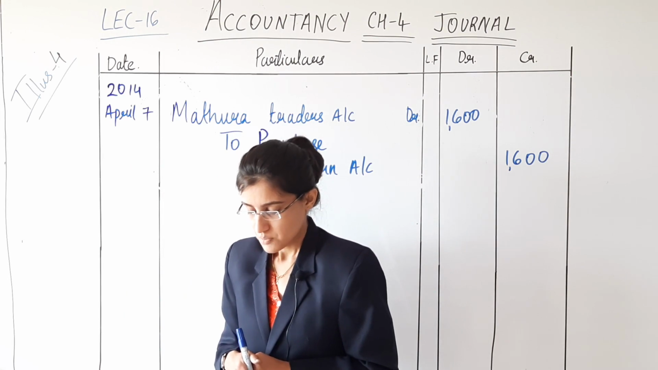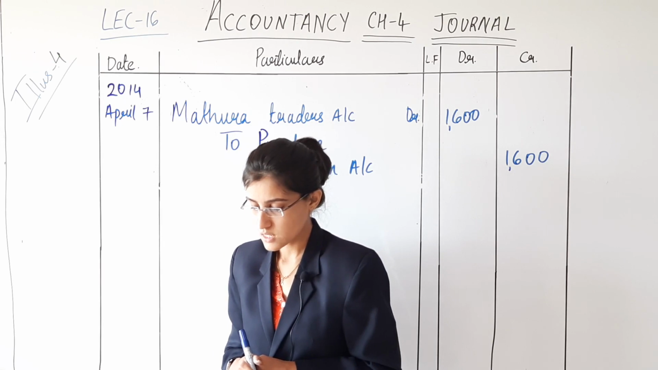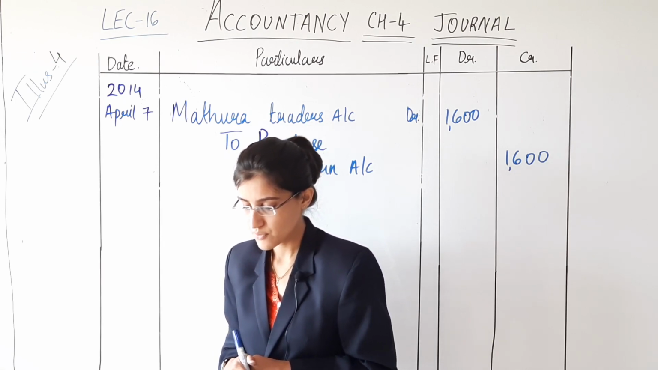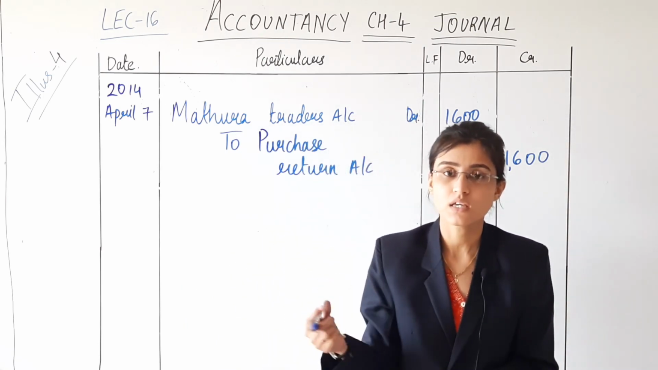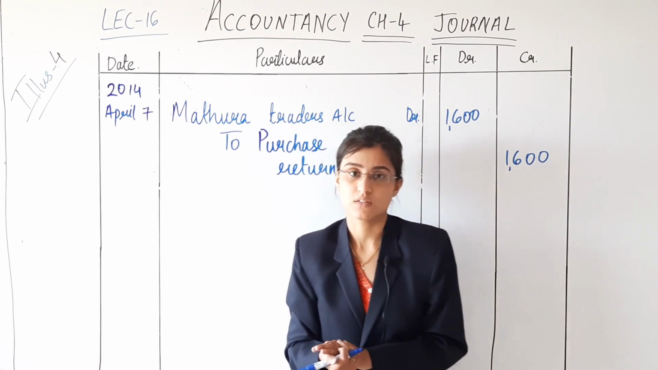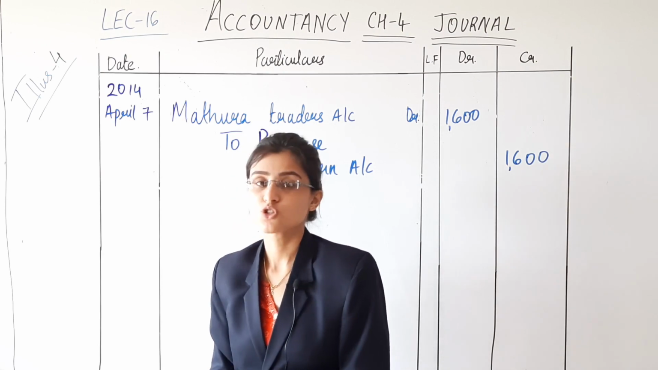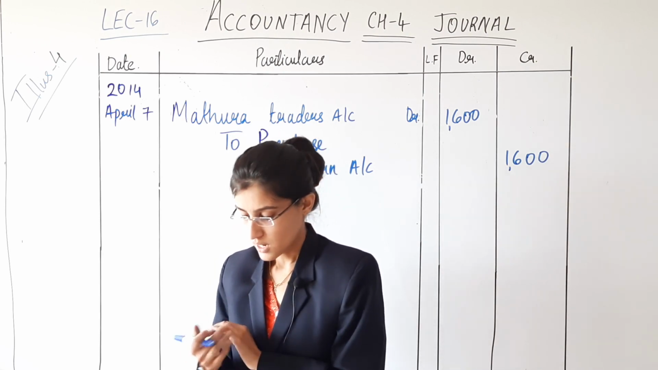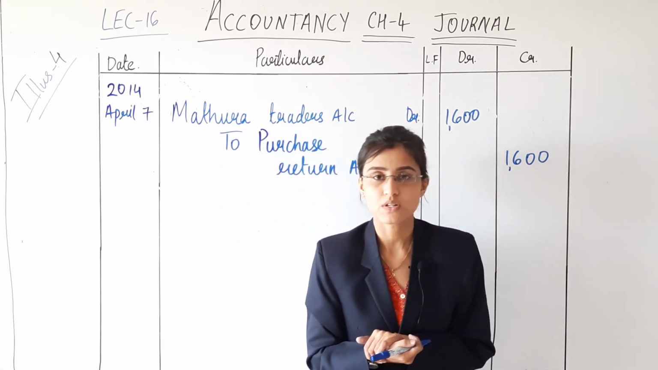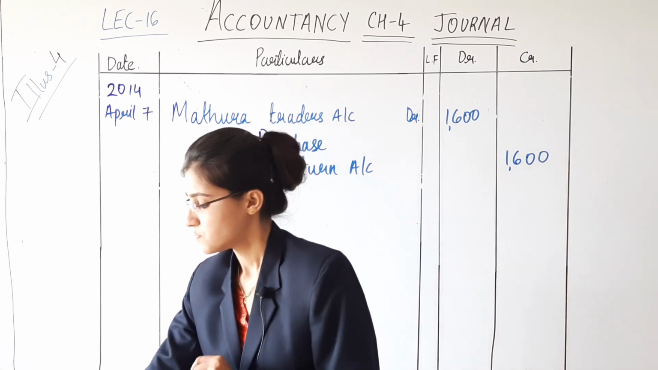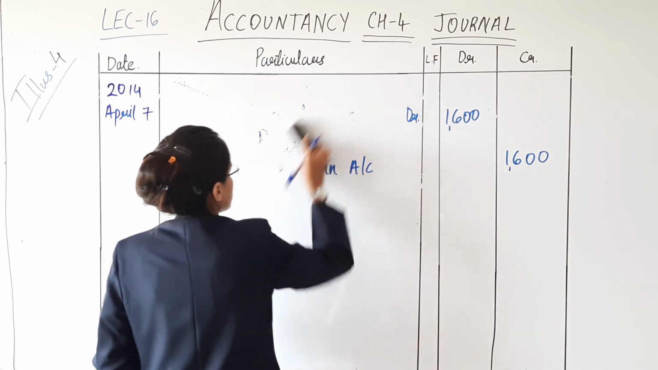The next transaction, on 9th of April: goods of rupees 600 given for Prime Minister Relief Fund. This seems to be a charity. Just by reading we know that this is a charity. So given for Prime Minister Relief Fund, this is donation or charity. Let us check the journal entry for this. It is donation account debit to purchase account. You might be thinking, ma'am, why has purchase been credited? So I'll make you understand.